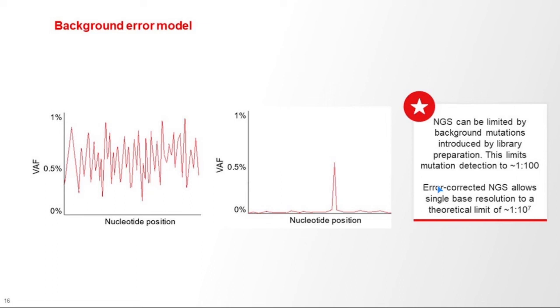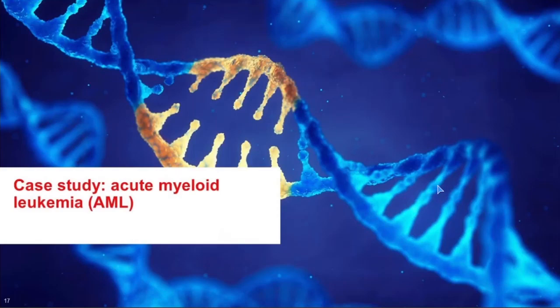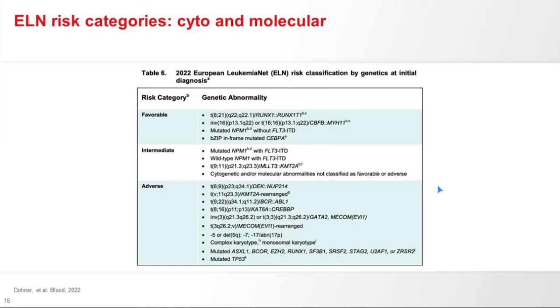This is a theoretical issue of showing background rates across the genome down to 0.5 to 1%, whereas if you do duplex sequencing, errors are corrected, and you can get down to a theoretical limit of 1 in 10 to the 7th. I'll show some data where we've done some of this and can get down to at least 10 to the 5th in practical clinical samples, compared to about 1% with conventional next-generation sequencing. So let's think about a case study here of acute myeloid leukemia.